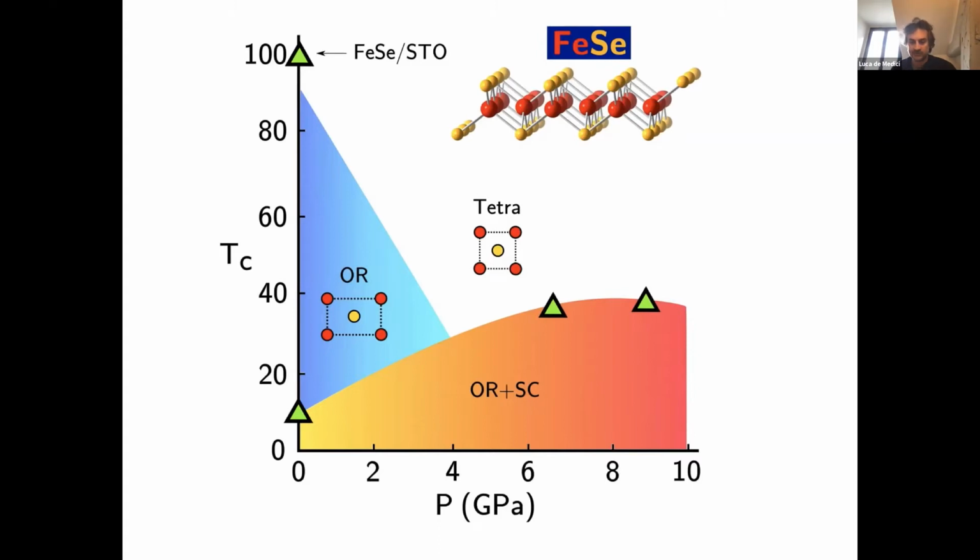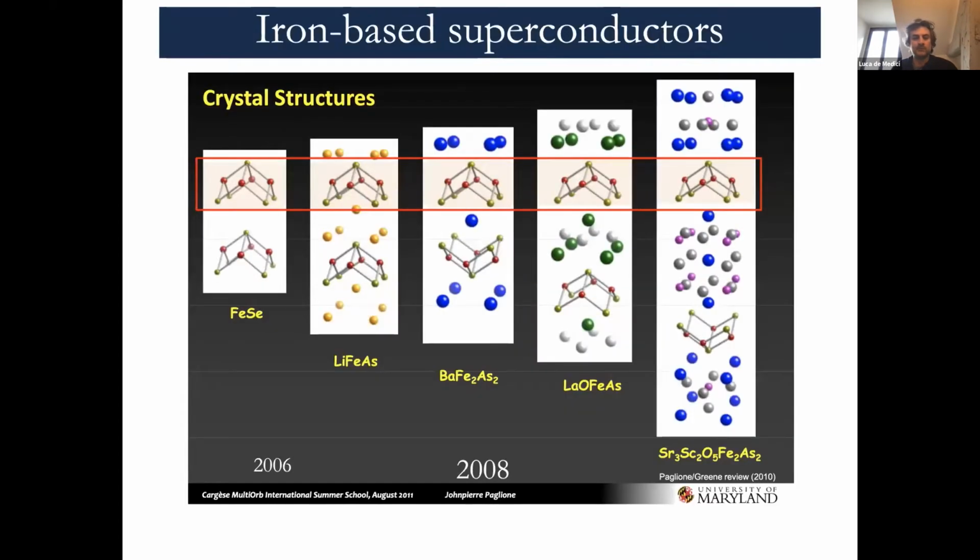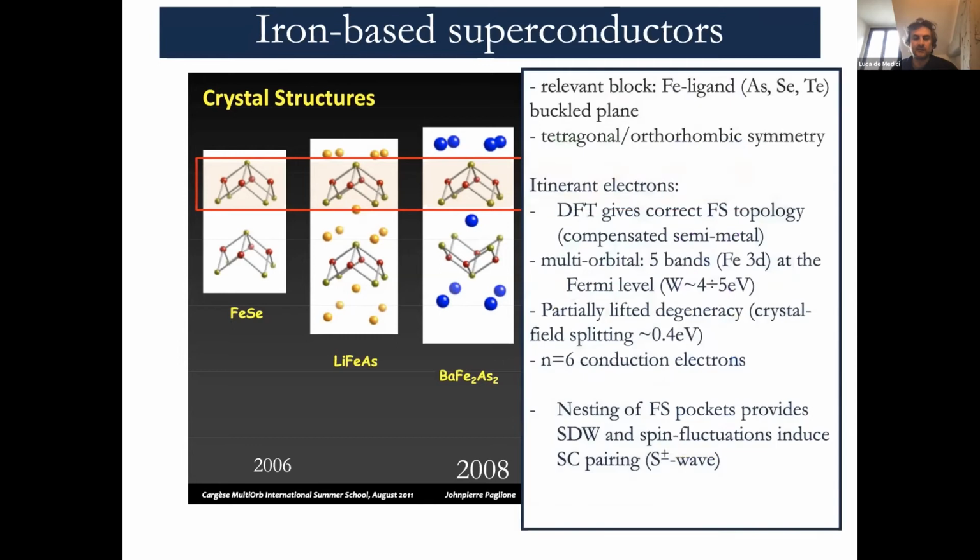In particular, I'll focus on the fact that the superconducting Tc almost quadruples under pressure. The basic blocks of all the iron-based superconductors, as you know, are the same: this buckled plane of iron on a square lattice with ligands above and below. Iron selenium has only that, whereas the other families have some charge reservoirs in between.